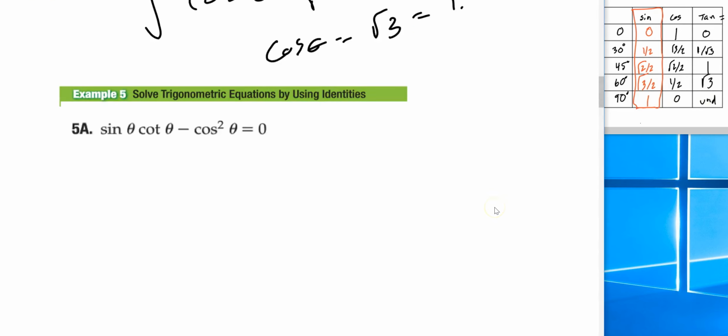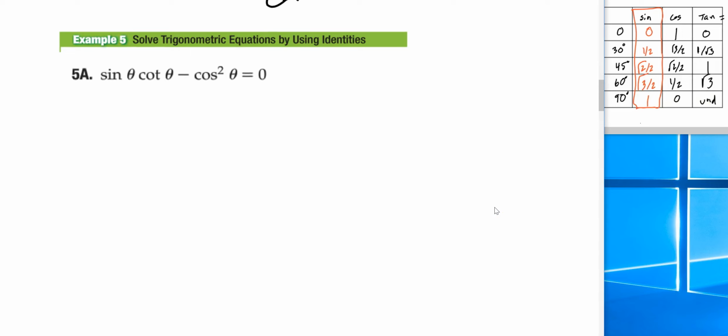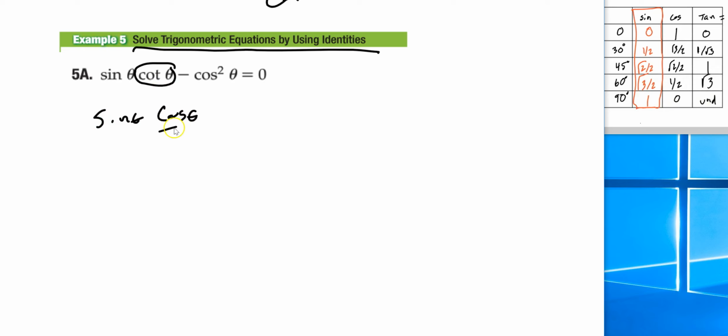Okay, let's move on to some other ones. Now, this next one is where it gets even harder. Now, they want you to use trig identities, so we're combining the last few lessons here. To solve this, first I want to do the trig identity. Remember, the trick is, if you're not sure, switch anything that's not sine and cosine. So this is going to be sine theta. Cotan is cosine over sine. Minus cosine squared. Now here, the sines cancel. I'm left with just cosine theta minus cosine squared theta.